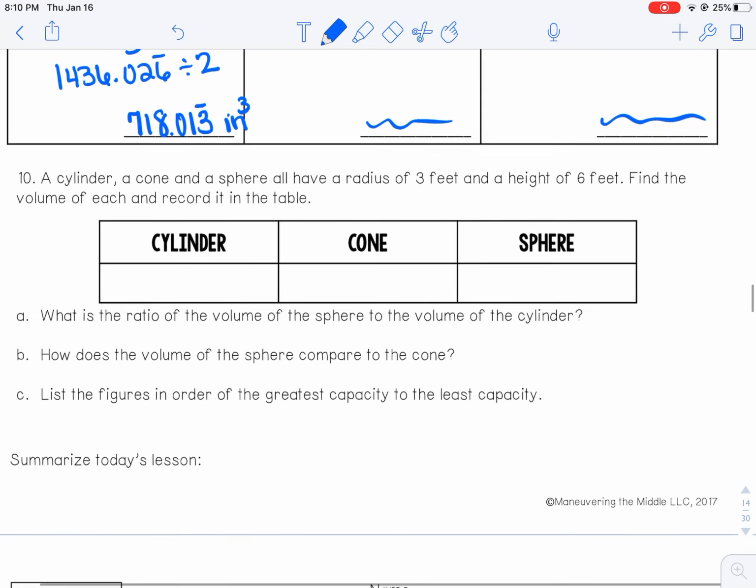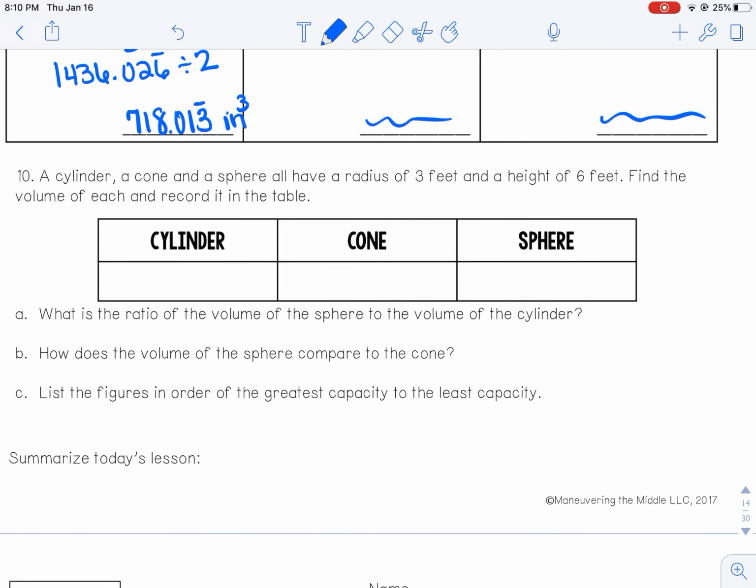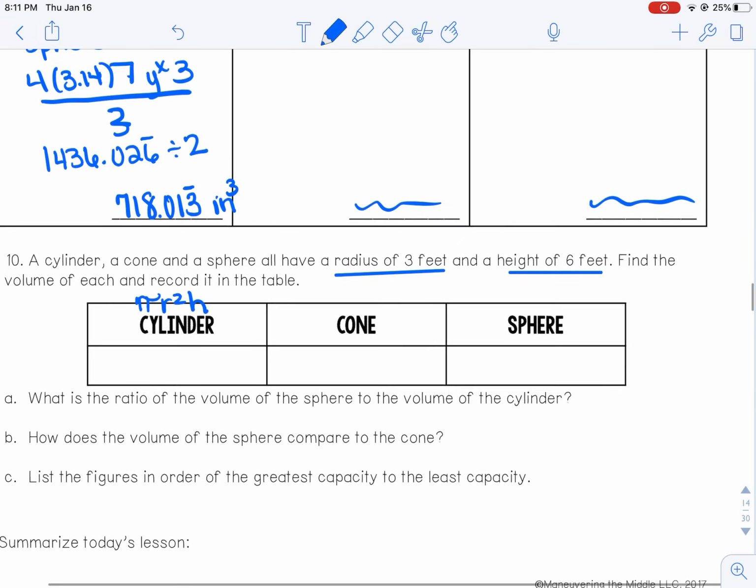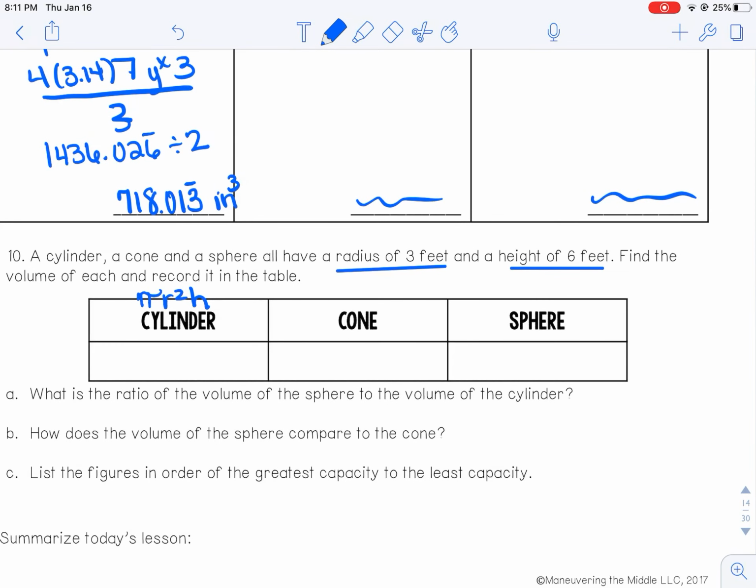And we're going to look a little bit at the bottom, okay? It says we have a cylinder, a cone, and a sphere. They all have a radius of 3 feet, okay, and a height of 6 feet, okay? Find the volume of each, all right? So for the cylinder, we know that that is pi r squared height. So 3.14 times radius squared, 3 squared, times your height of 6, you should get 169.56 units to the third power. So I'm just going to use U for units.